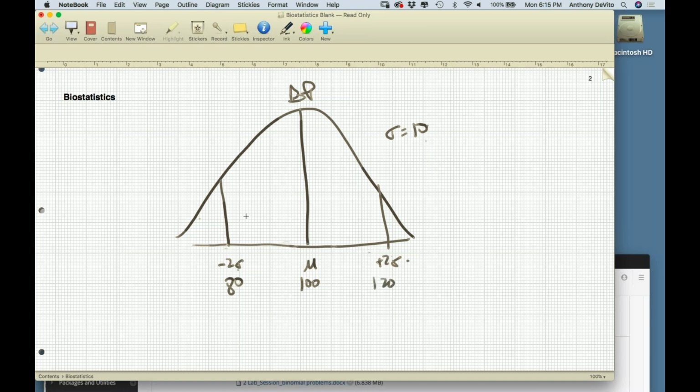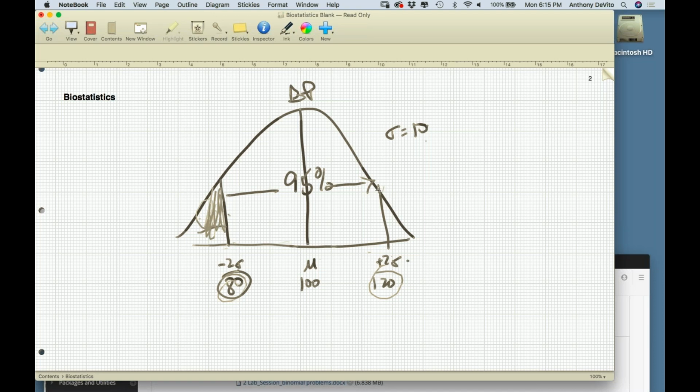Well, in this case, the area between these two values is approximately 95% of this distribution. So that means that 95% of the people in this population would have a blood pressure in the range of 80 to 120. Okay, handy rule, this empirical rule. So if I were to ask you what percentage of the population has a blood pressure below 80, in other words, this area in here.